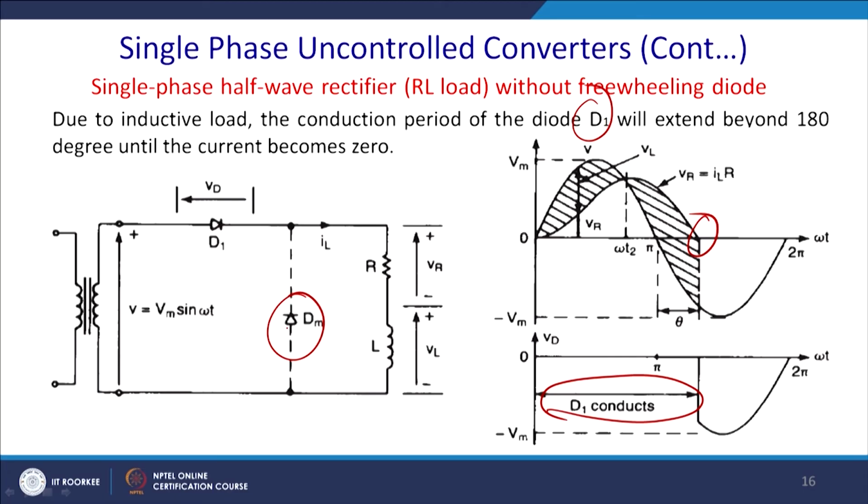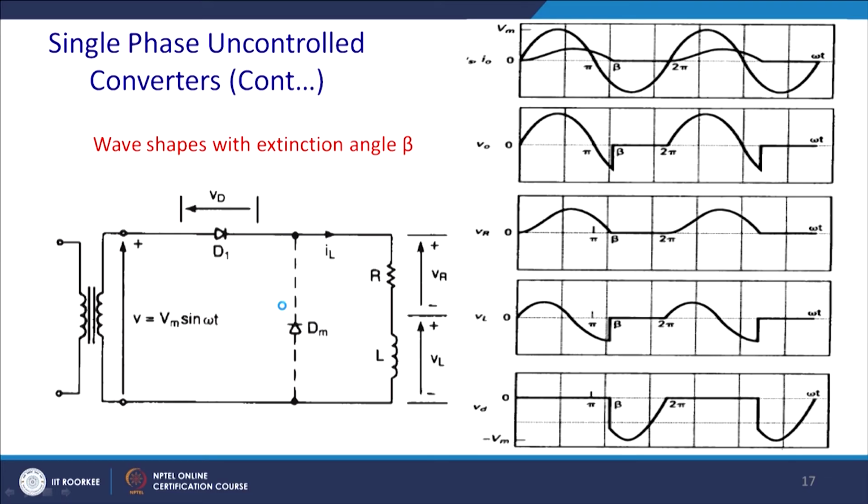Now, what happens if it is closed, or it has been put into the circuit? Then there will be a change in the circuit. So, this is Vm and ultimately it will conduct till this time. Thereafter, there will be no negative voltage associated with it, because the output voltage will come like this until the angle beta, and this is the VR.